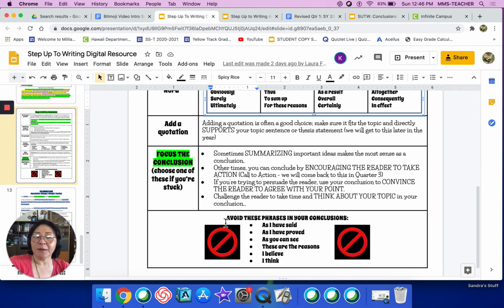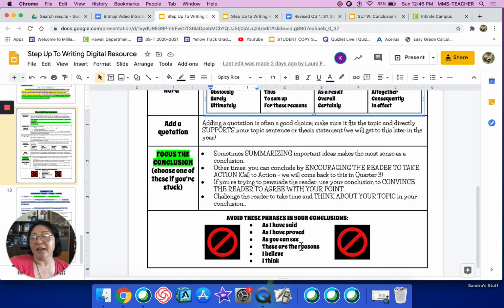Now, at the bottom of this page, it says avoid these phrases in your conclusions. And that is also here. But if you notice in your composition book, it's just black squares, because when we printed this out, it was black and white, and so the red kind of just turned into the black. So these are phrases we do not want to see in your conclusions. So there are how many here? 1, 2, 3, there are 6. These are maybe the top 6. There are probably others, but for sure you should not use these.